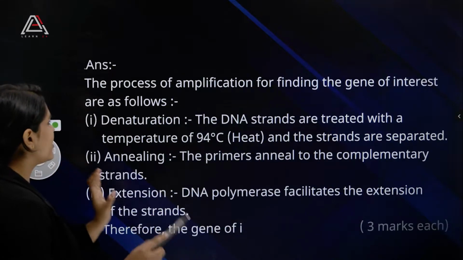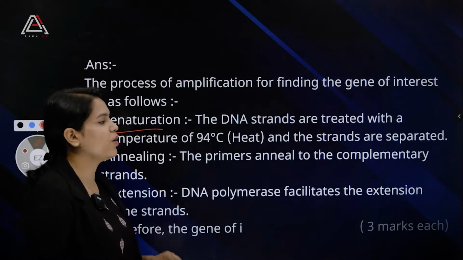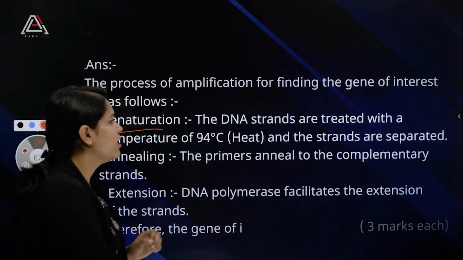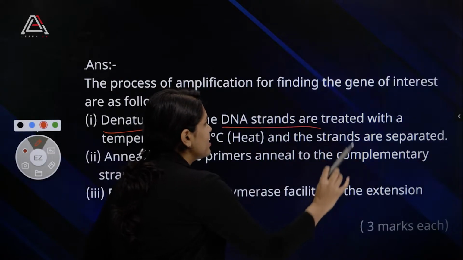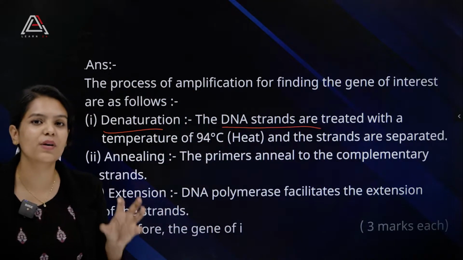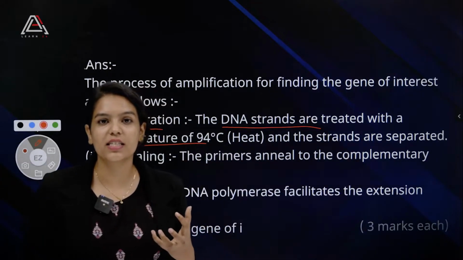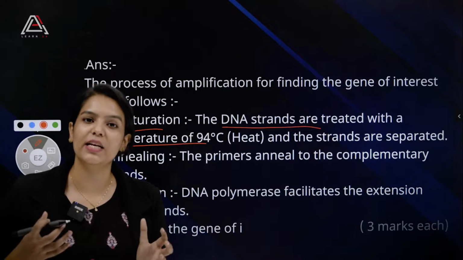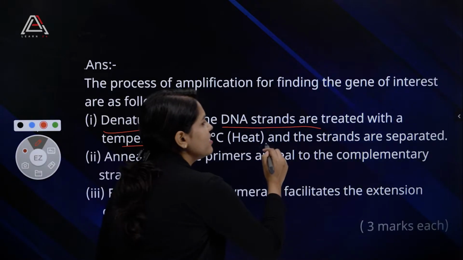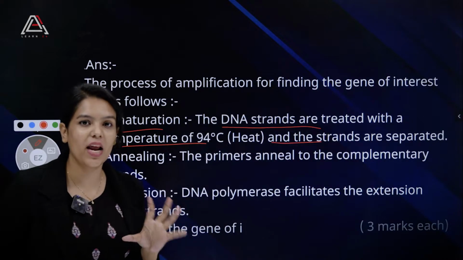Okay. So the 3 processes, that is the denaturation. What happens in denaturation? You have studied. That is, the DNA strand is basically treated with a temperature of 94 degrees Celsius. That is, basically it is being heated here. What happens? The strands are separated.